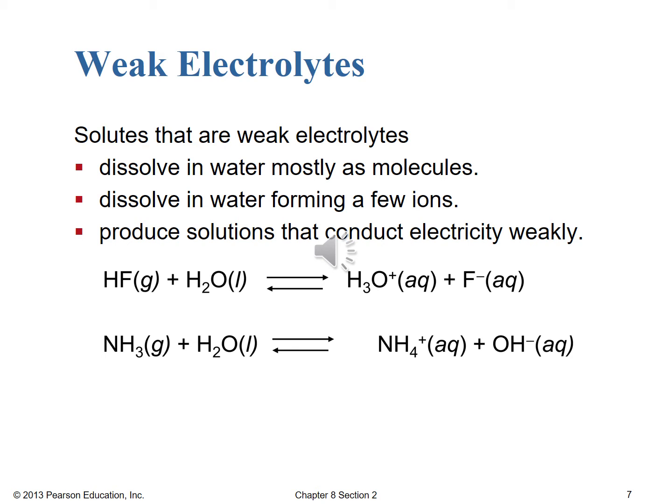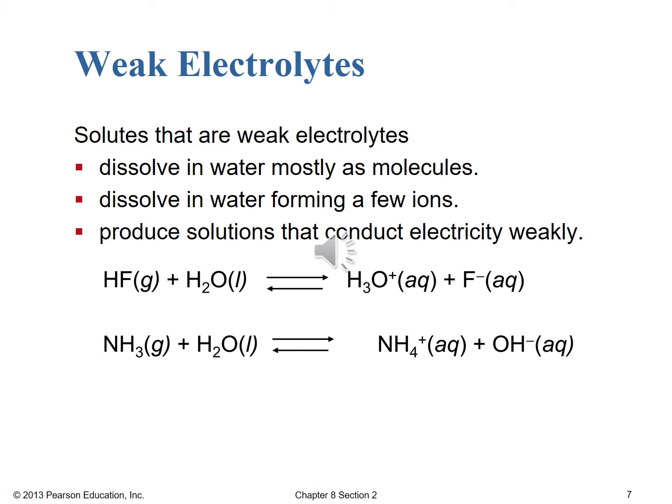A few of them form ions. So you do have a few ions, which is why you get that weak conduction and why that light bulb was struggling. That was an incandescent bulb, so it was able to glow a little bit, but not nearly as bright as the strong electrolyte case. So here we typically have our weak electrolytes, our weak acids and weak bases.